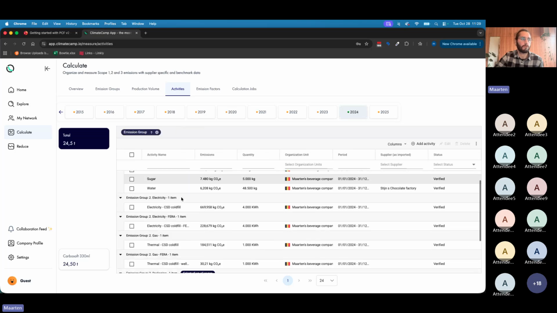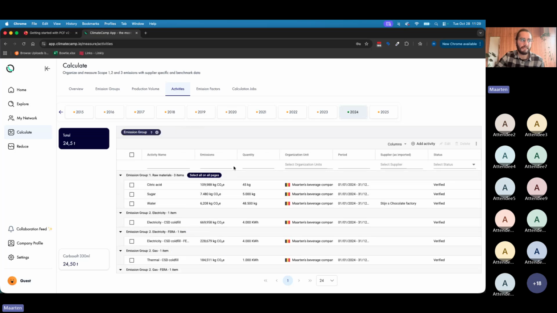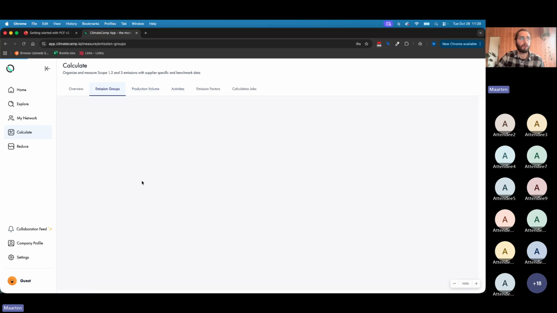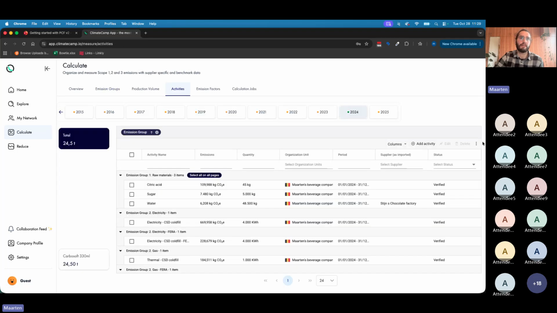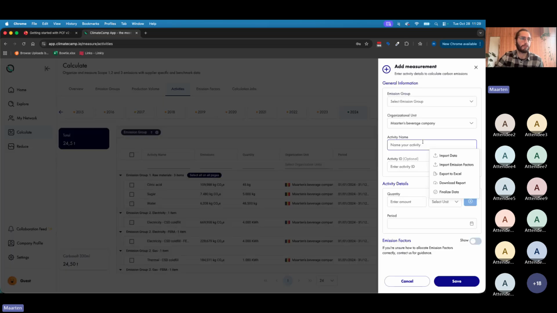I'll group it by emission groups so you can see a bit more detail as to the calculation. And here you can easily implement for each of the emission groups mentioned before what activities have happened. Obviously, you can also do it via an import functionality, which showcases how you can import an Excel and then assign the information. But for now, I'll show two quick examples.